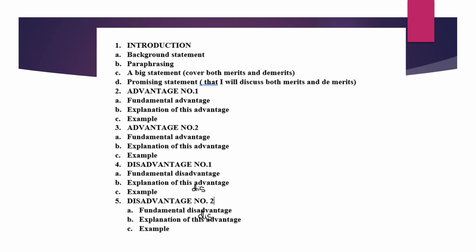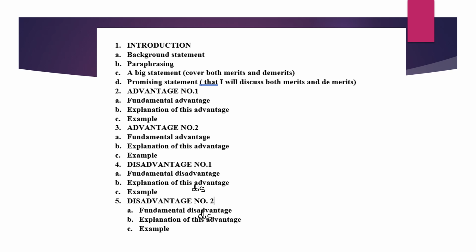Moving towards the structure: the introduction, then advantage 1, advantage 2, disadvantage 1, disadvantage 2, and in the last we have the conclusion paragraph. You can write advantage number 1 and advantage number 2 in a single paragraph, and you can mention disadvantage number 1 and disadvantage number 2 in a single paragraph as well. First, we will be discussing the introduction paragraph.